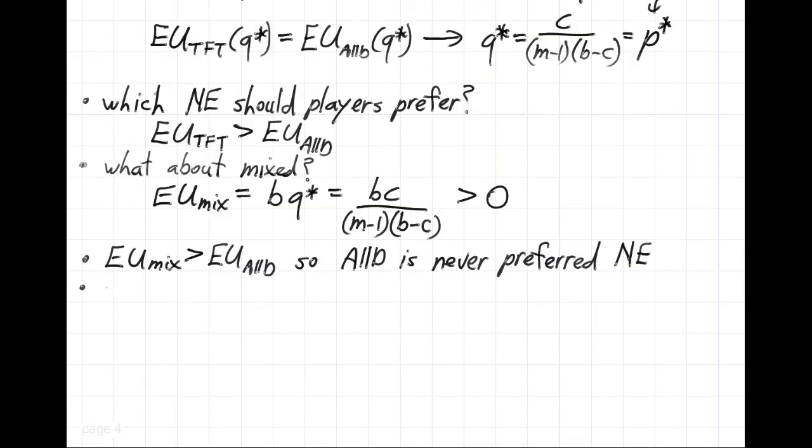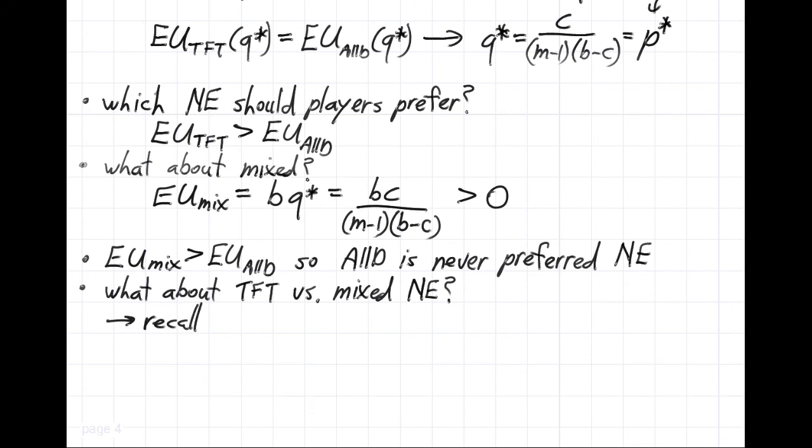And the next question then, of course, is comparing the remaining two Nash equilibria. So that was the tit-for-tat versus the mixed Nash equilibria. And to figure this out, we're going to use a little bit of a trick. Just recall the definition, or the requirement we had for getting Stag Hunt at all.